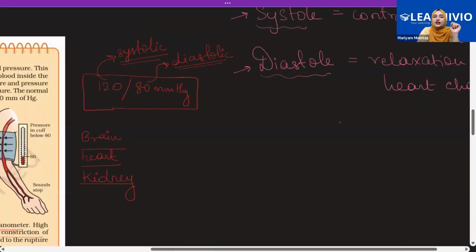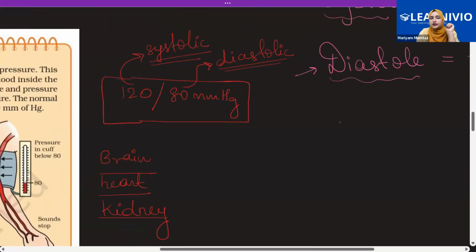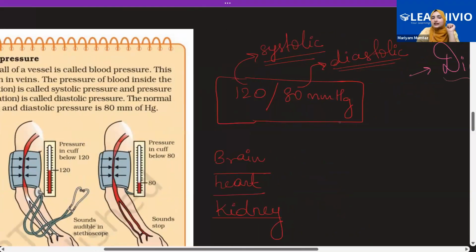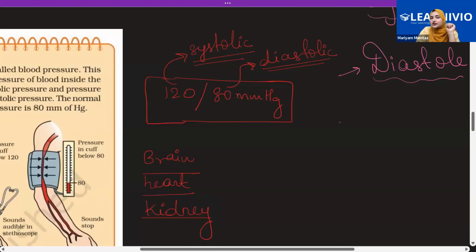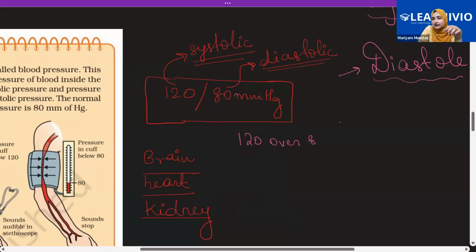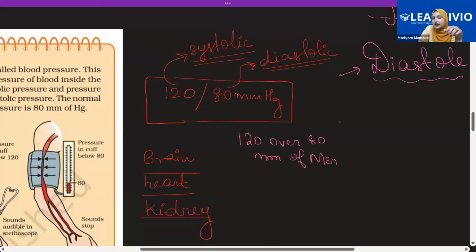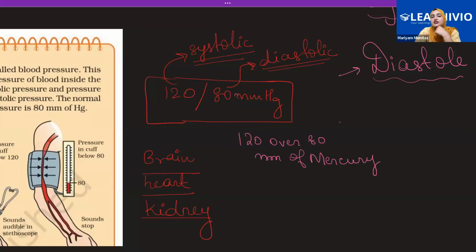After that, when you talk about human beings, this is the normal blood pressure. That is 120 over 80 millimeters of mercury. Okay, this is read as 120 over 80 millimeters of mercury. This is how you read the blood pressure. This is the normal blood pressure of human beings, in which the numerator value, the upper value, is the systolic pressure, and the lower denominator value is the diastolic pressure.